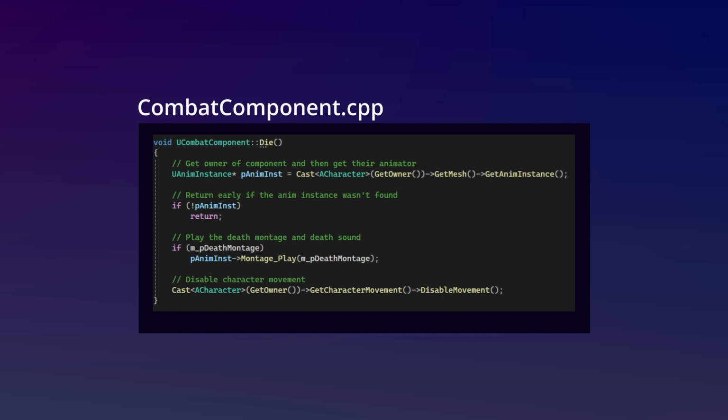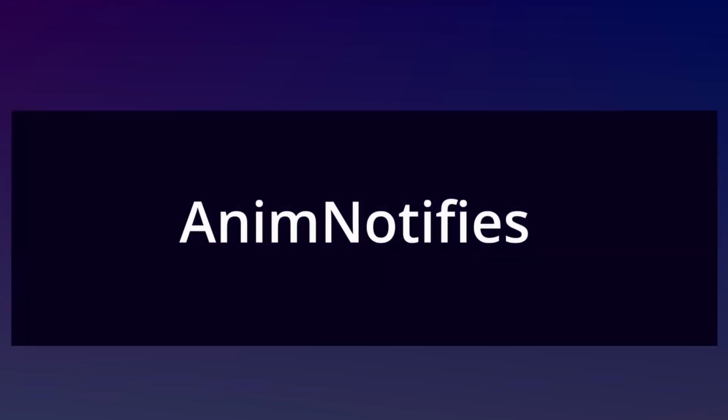So the main way we'll be calling these methods is going to be through Animation Notifies. And what Animation Notifies, in short, are these little event triggers that we can place on specific frames in our different animation timelines. So if we want our attacks and damage handling to be frame accurate, just like a Souls-like, these Animation Notifies make that fairly simple.